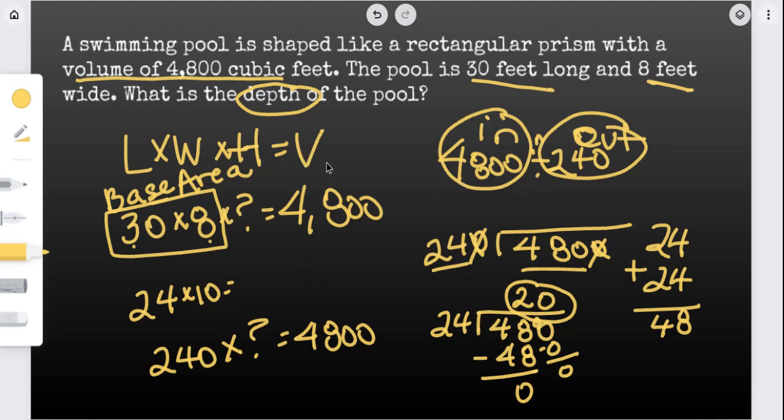So I want to make sure that I indicate this very clearly. My depth or my height is 20. Don't forget the unit of measure, and it is feet. So my answer here is 20 feet.